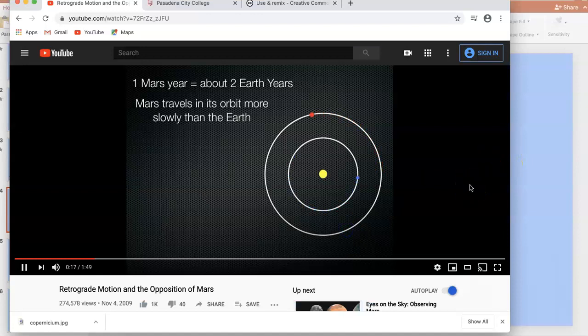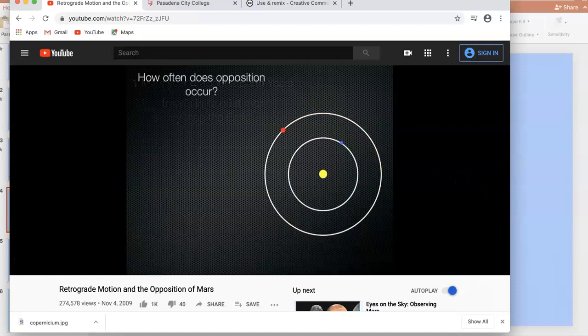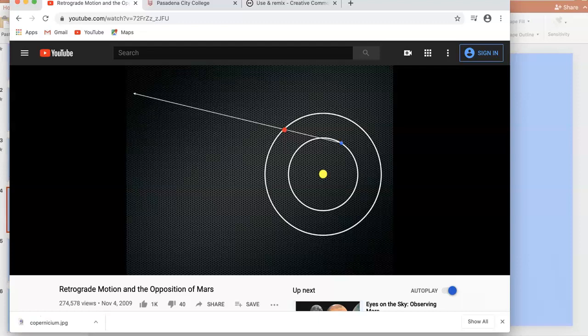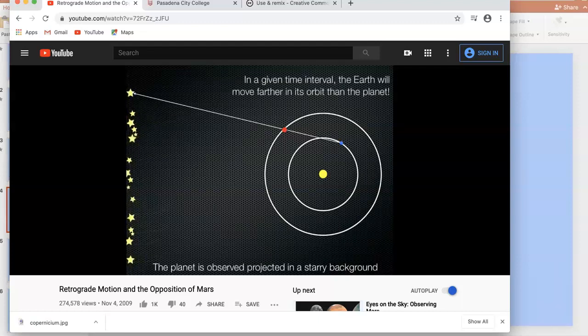So in this video, you can see that Mars takes about twice as long to go around the Sun as the Earth. The Earth is shown in blue and Mars is shown in red. They mentioned that Mars is in opposition every 2 years, and that means that the Earth is in a position between the Sun and Mars. Now you'll see a series of observations from Earth to Mars against the backdrop of stars and how the path of Mars appears to move, but it actually doesn't move.